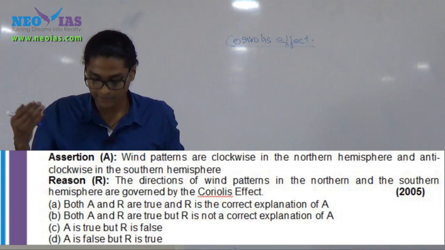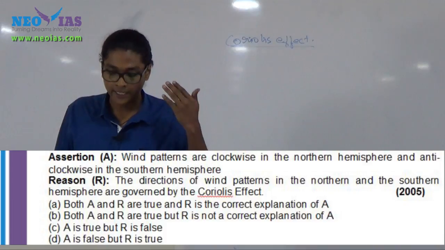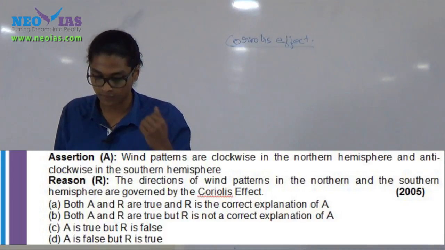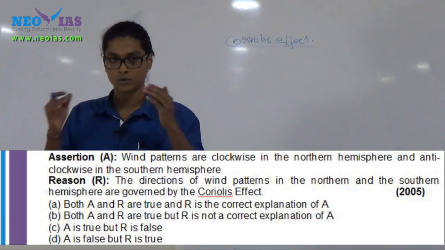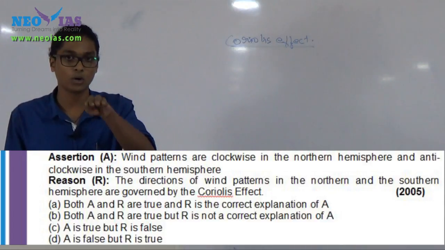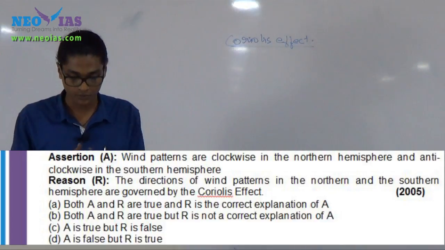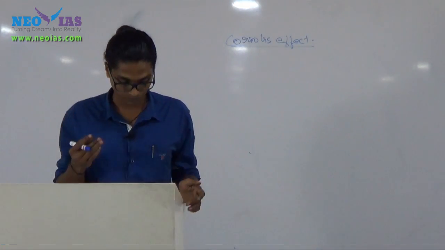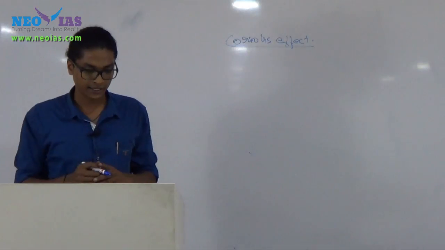Now just go through the reason statement. The direction of the wind patterns in the northern and southern hemispheres is governed by the Coriolis effect. We know that it is true. The deflection is only because of the Coriolis effect. So the answer will come out as A is false but R is true. Now see the next question.